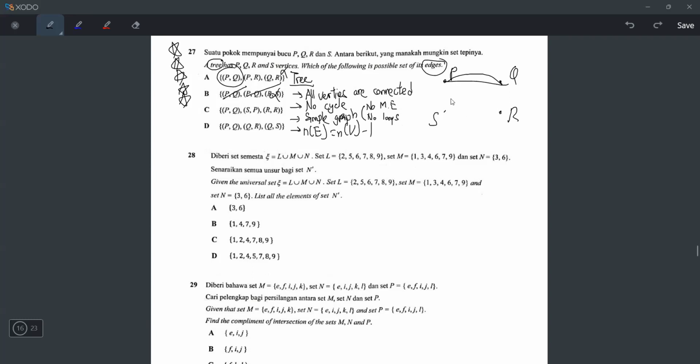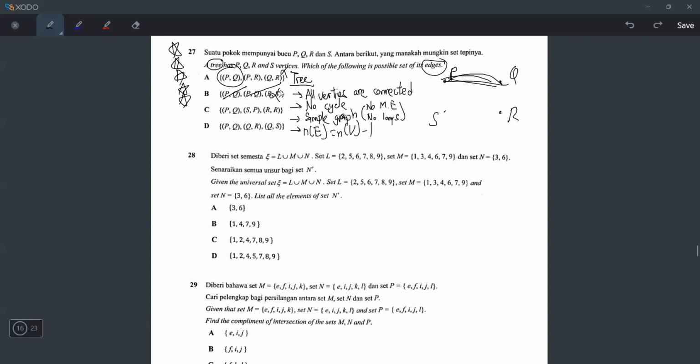So that's the first characteristic. The second characteristic is no cycle. No cycle means it cannot have a cycle. Okay, the third one is simple graph. No multiple edges, no loops. What's multiple edges? Like this, multiple edges. Okay, and then no loops also. And then the last one is the number of edges NE equals to the number of vertices NB minus 1.